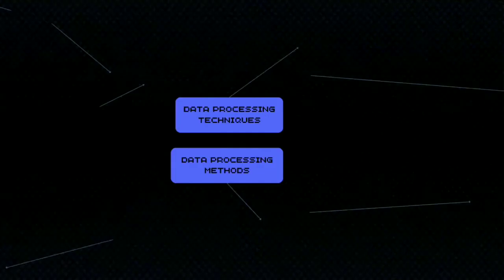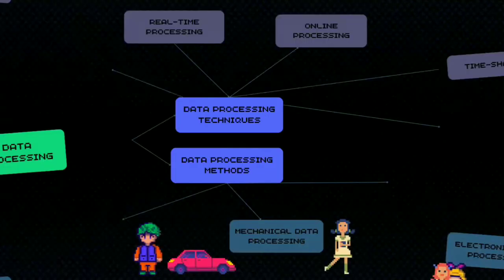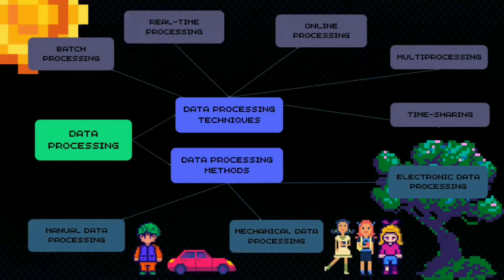Data processing is divided into data processing techniques and data processing methods. Data processing techniques are divided into batch processing, real-time processing, online processing, and multi-processing. The last one is time sharing. And then for the data processing methods, we have 3 points. Here: manual data processing, mechanical data processing, and electronic data processing.